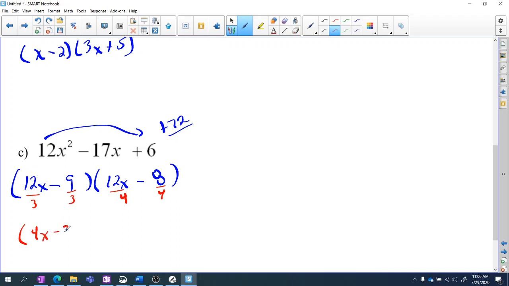9 divided by 3 is 3. 12 divided by 4 is 3x. 8 divided by 4 is 2. I always say at the very least, check the first two to make sure you have a chance to be right. You say, what do you mean by that?